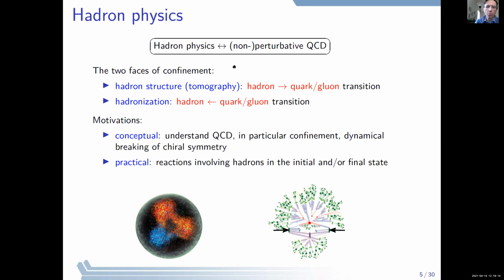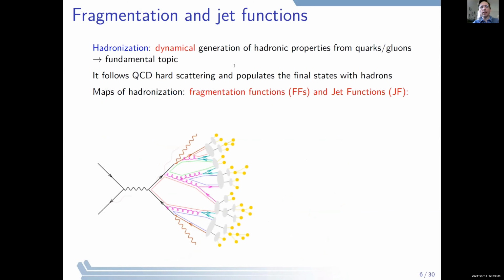We want to understand this for both conceptual reasons, but also practical reasons, because in the end it is hadrons that we observe in experiments and not the quarks and partons that our Lagrangians describe explicitly. Now, as the quark dresses itself, QCD dynamically generates the hadronic properties. And a way of mapping this process, the quark to hadron transition, is through a number of fragmentation functions and jet functions that describe this process of creation of hadrons out of the energy contained in the underlying partonic final state following a hard process.